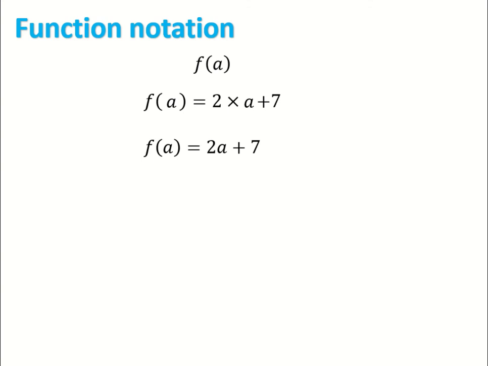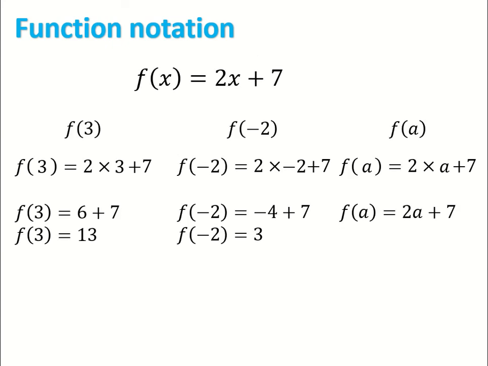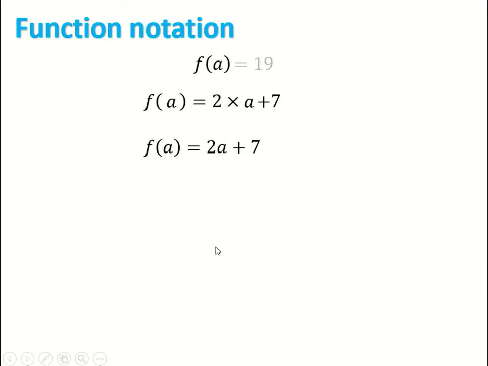What we could be asked at part B is that if f of a equals 19, what does a equal? And this is kind of the reverse of what we've just done. We found that f of 3 equals 13, f of minus 2 equals 3. What we're going to look at now is basically what number did we put in, the same way that we put 3 and minus 2 in to give us 13 and 3. What number did we put in to give us an answer this time of 19? And all that happens here is we set up an equation.